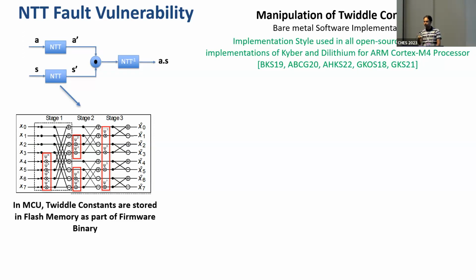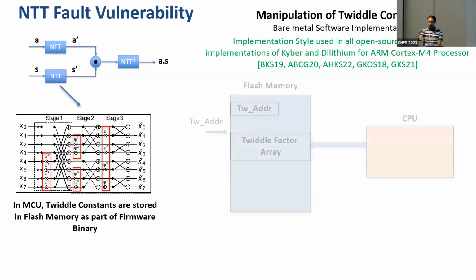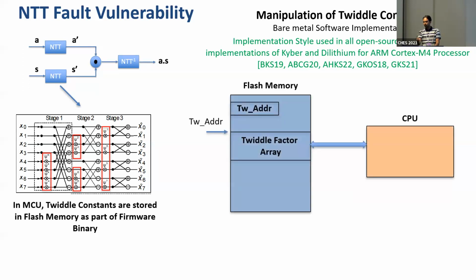And mind you that this is the implementation style that's used in all open source assembly optimized implementations of entity using Kyber and dilithium, right? So the twiddle constants are stored in the flash memory at some memory location, which is mentioned here as TW_address, and the address itself is present in the flash memory. If the CPU wants to use these twiddle constants for computation, the CPU will first start by fetching the twiddle address, which is residing at a certain memory location, and subsequently all the addresses of the other constants are simply calculated by adding offsets to this base address.